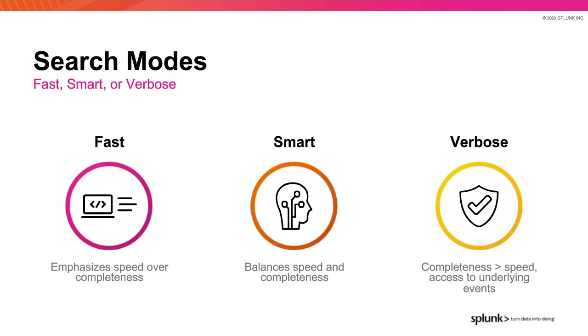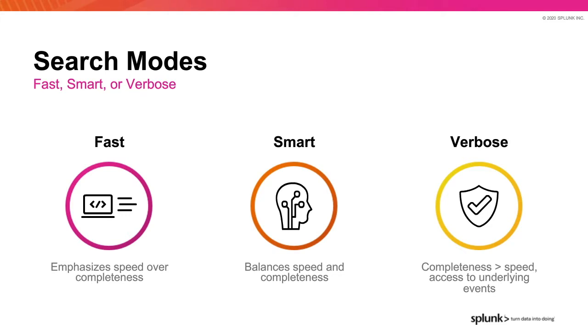There are 3 search modes you can choose from depending on your priorities. The modes optimize your search performance by controlling the amount or type of data that the search returns. Fast mode speeds up searches by limiting the types of data returned by the search. Verbose mode returns as much event information as possible, sometimes at the expense of slower search performance.